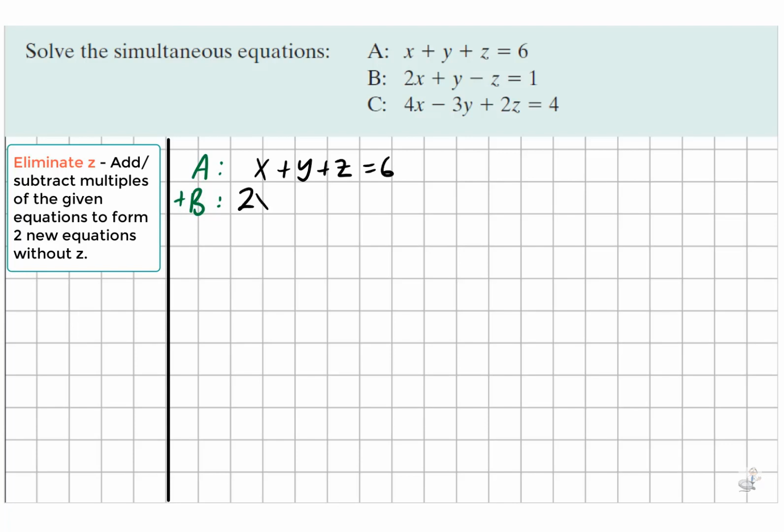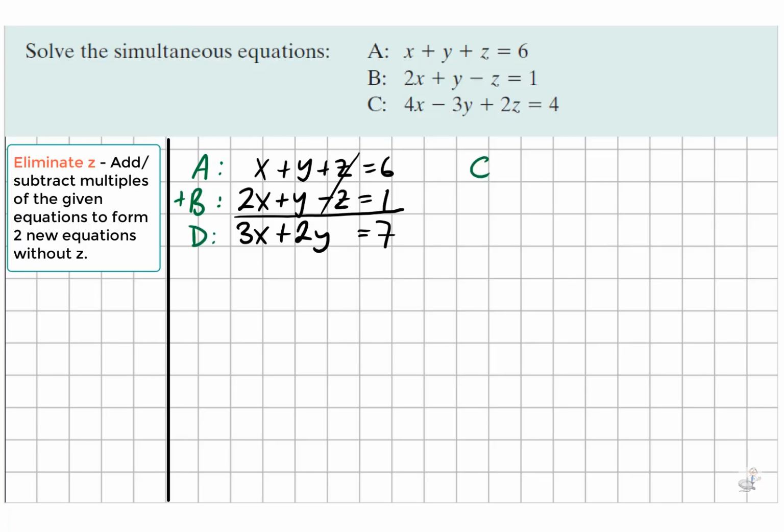So we'll write down what a is, and we're going to write down what b is underneath it. We'll see that we have a plus z and a minus z. So these will cancel out or add up to 0. So when we add this up, we get 3x plus 2y, and that equals 7. So this is the first new equation we have.